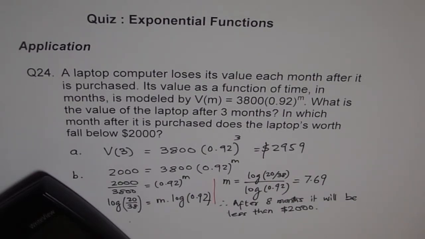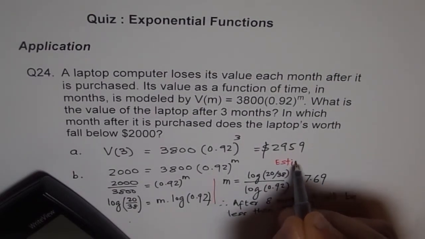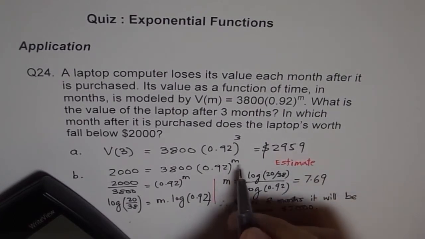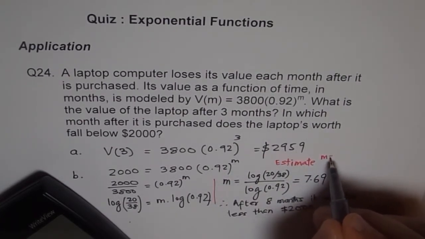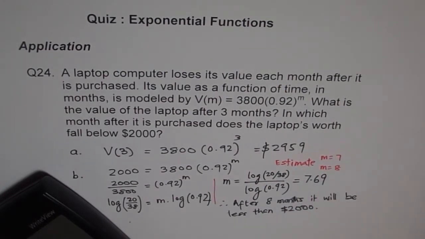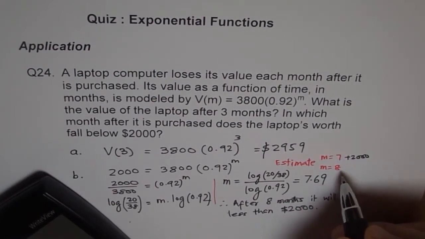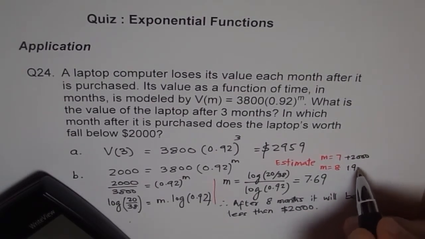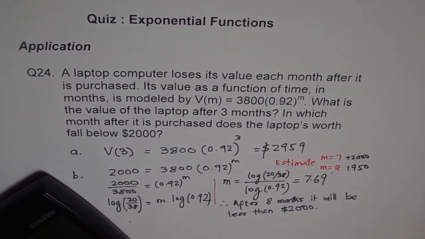So you can also do it without logs, by estimation, by putting in different values of m. We checked m equals 7 and m equals 8. For 7 we found a value above 2000, and for 8 we got 1950, and therefore that is our answer. That is how you can also do it by estimation.